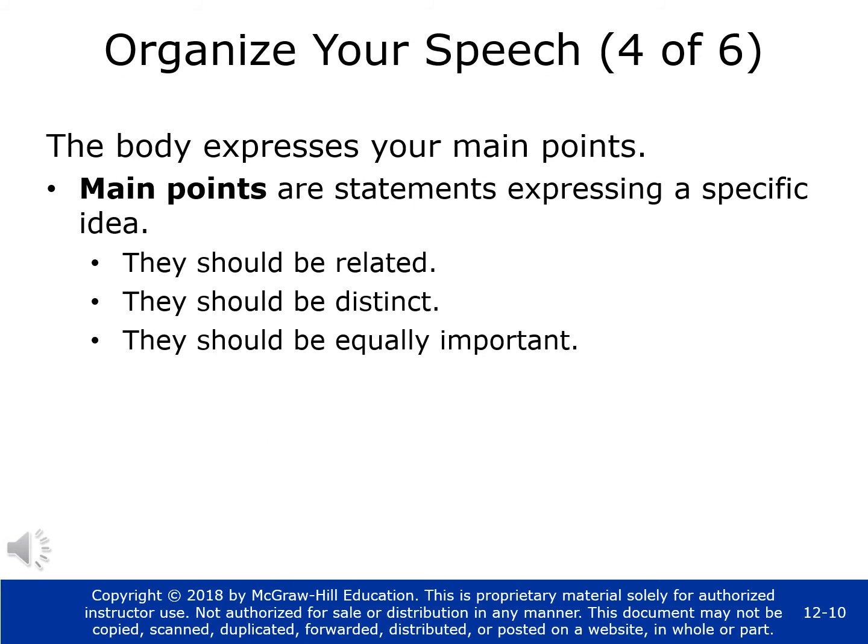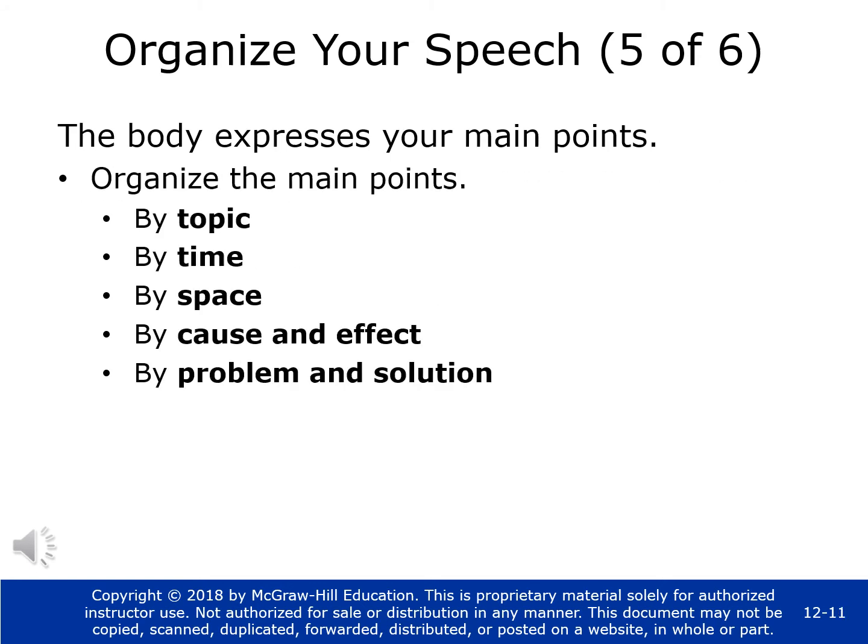So the body is going to express your main points. Whatever it is that you're trying to get across, they're going to be related to the whole point of the speech. They should be distinct. So basically they should stand out by themselves. But they should also be equally important to whatever your topic is. So the body expresses your main points, and there are some examples on 323 to 324.